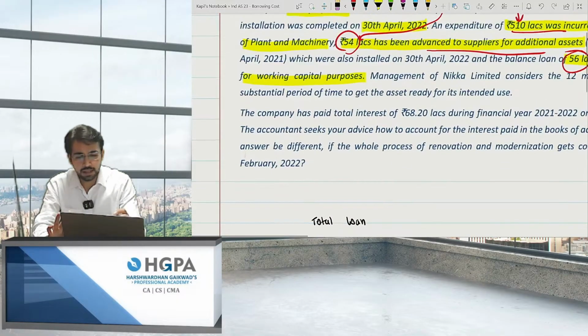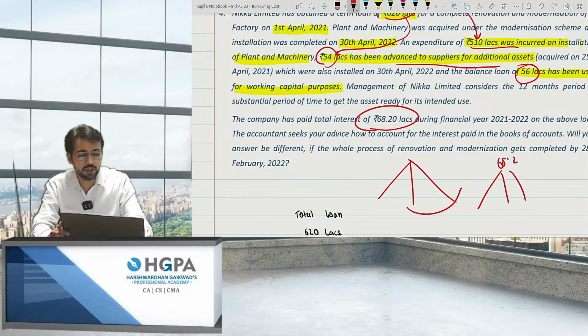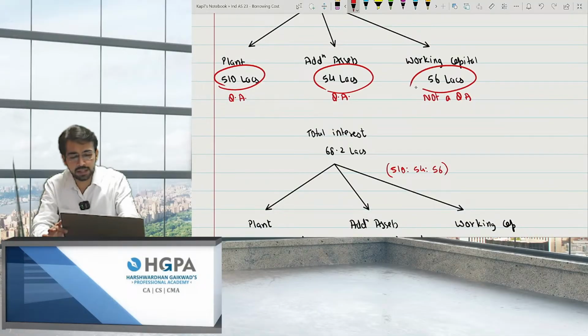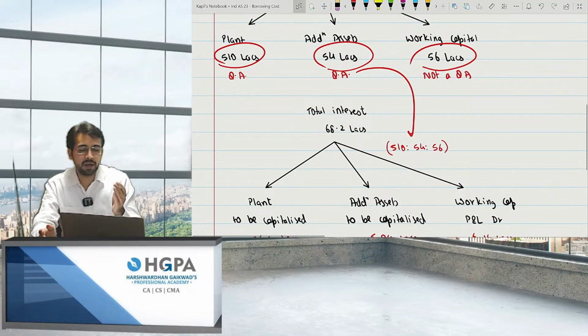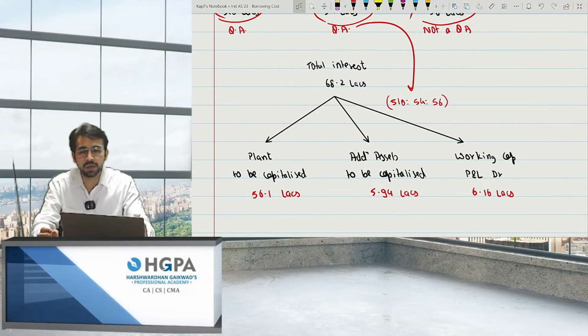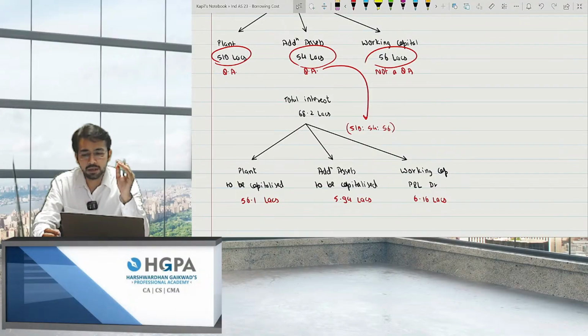Okay. Next, 68.2 was the total interest paid. So remember I told you, if the expenditures are given, the interest will also be divided in the expenditure ratio. So you just have to capitalize, that is 510, 54 and 56. The total interest will be apportioned in these parts, to be capitalized and not to be capitalized, that is to be transferred to P&L. That is, the interest amount will be transferred at the expenditure ratio. The interest will be apportioned at the expenditure ratio. So whatever the expenditure is, just apportion the interest in that ratio itself.